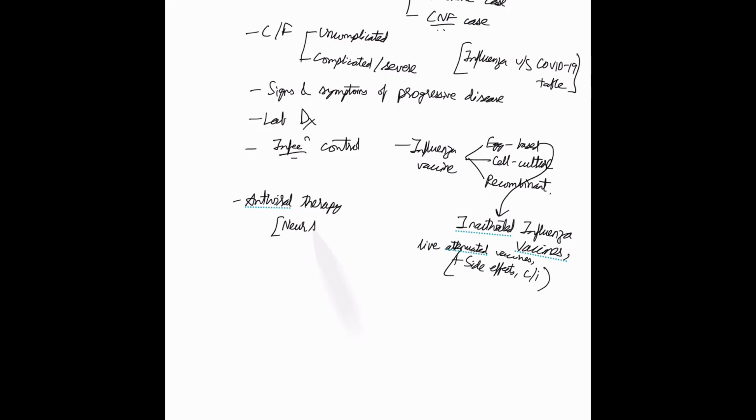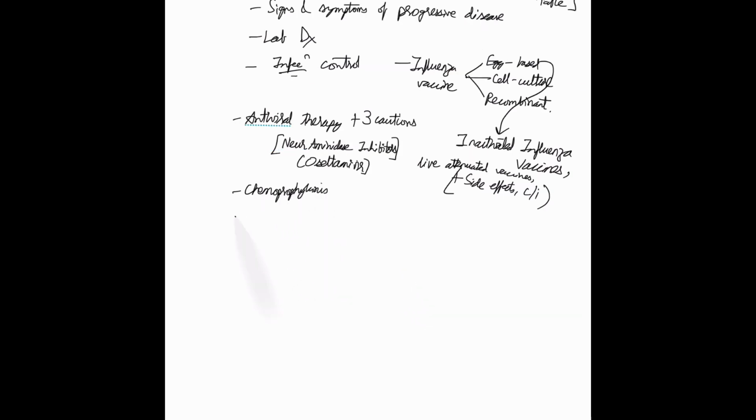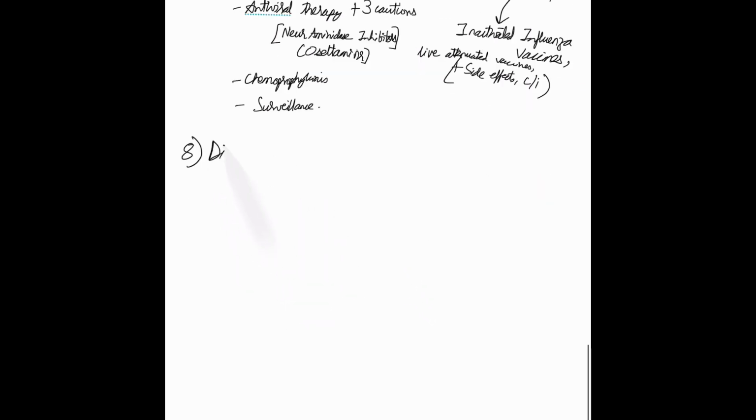So you should know the side effects and contraindications of each vaccine. And there's also antiviral therapy with 3 precautions to keep in mind. And the most common drugs are neuraminidase inhibitors, of which oseltamivir is the most commonly used, and chemoprophylaxis and surveillance.